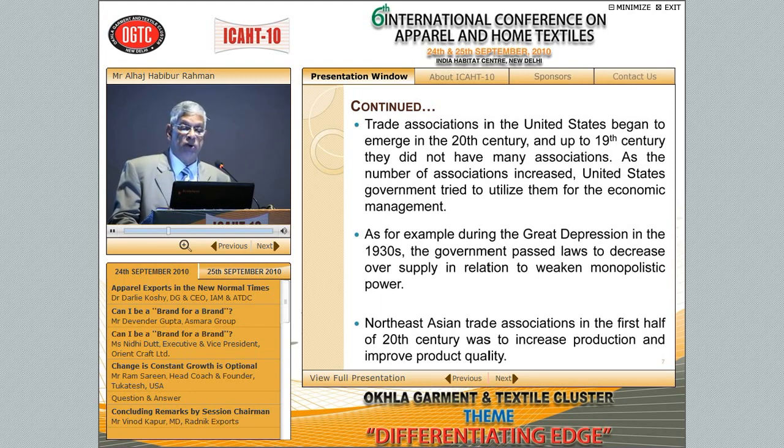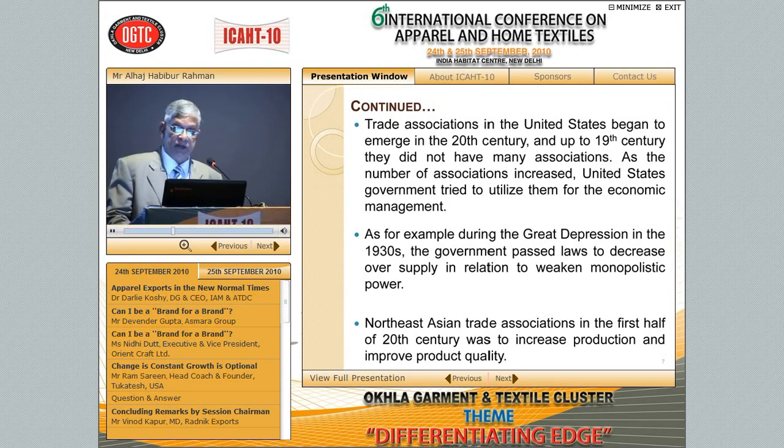Trade associations in the United States began to emerge in the 20th century, and up to the 19th century they didn't have many associations. As the number of associations increased, the United States government tried to utilize them for economic management. For example, during the Great Depression in the 30s, the government passed laws to decrease oversupply in relation to weakened monopolistic power. Northeast Asian trade associations in the first half of the 20th century aimed to increase production and improve product quality.